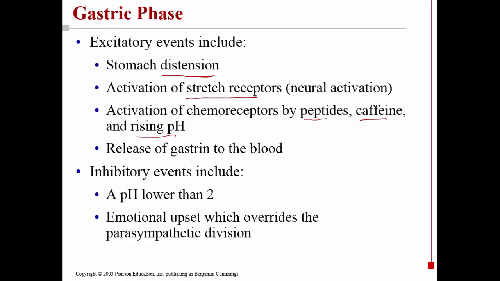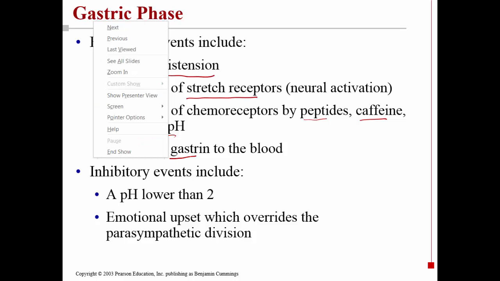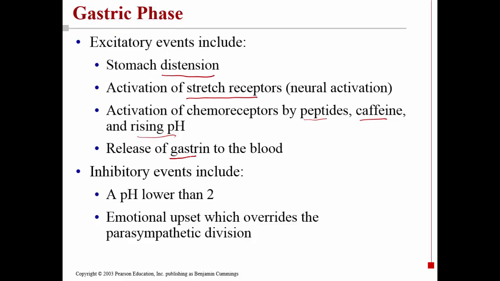Now remember that this is a hormone, so gastrin is released by the G cells into your blood, where it travels back to the stomach. Things that can inhibit the release of gastrin are a low pH, or if you're upset emotionally, because that triggers the sympathetic nervous system, which inhibits the parasympathetic, the resting and digesting.